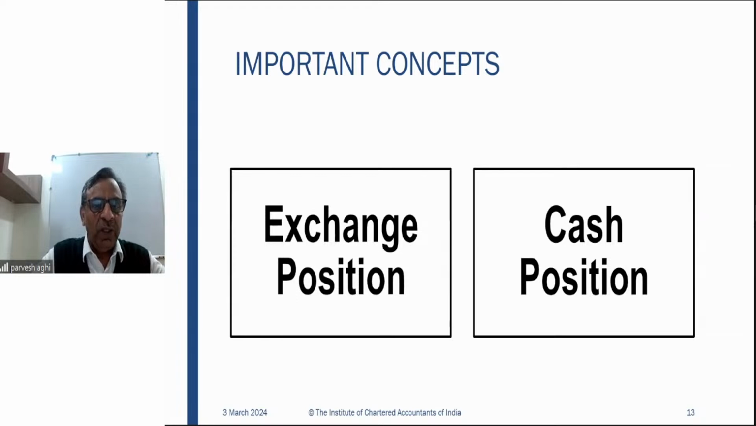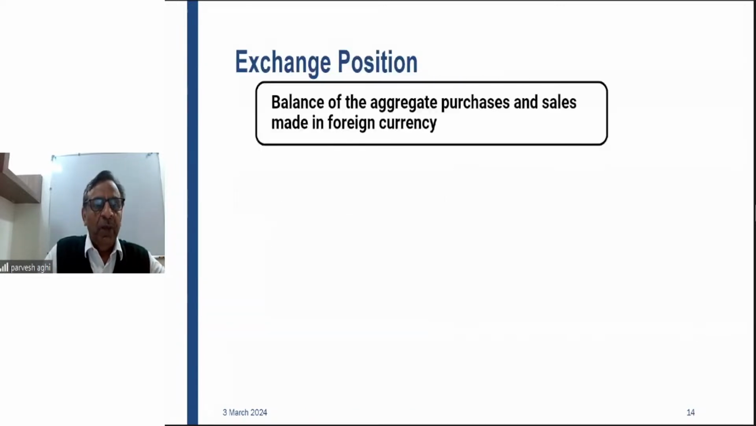Okay, till the time they don't cover, they will have an adverse exchange position. And there is a cash position. That means how much money you have in your Nostro account. Okay, so that is the cash position. So let's understand then exchange position: the balance of aggregate purchases and sales made in foreign currency.